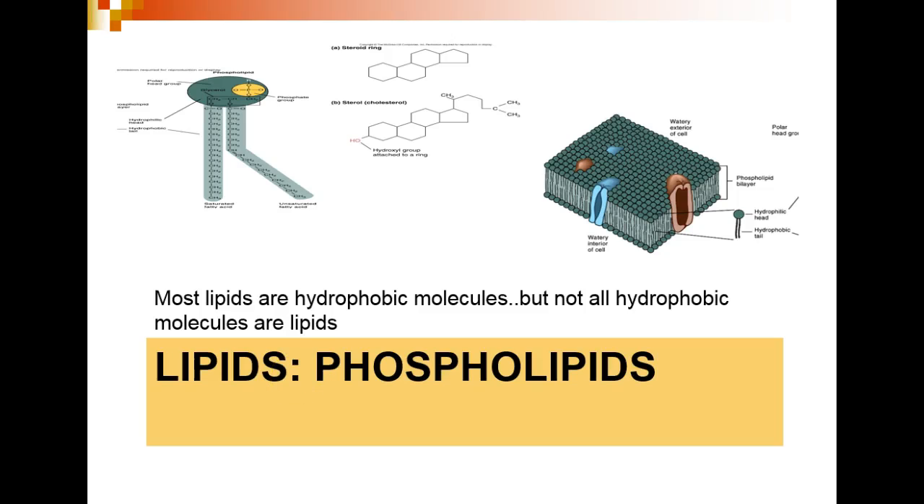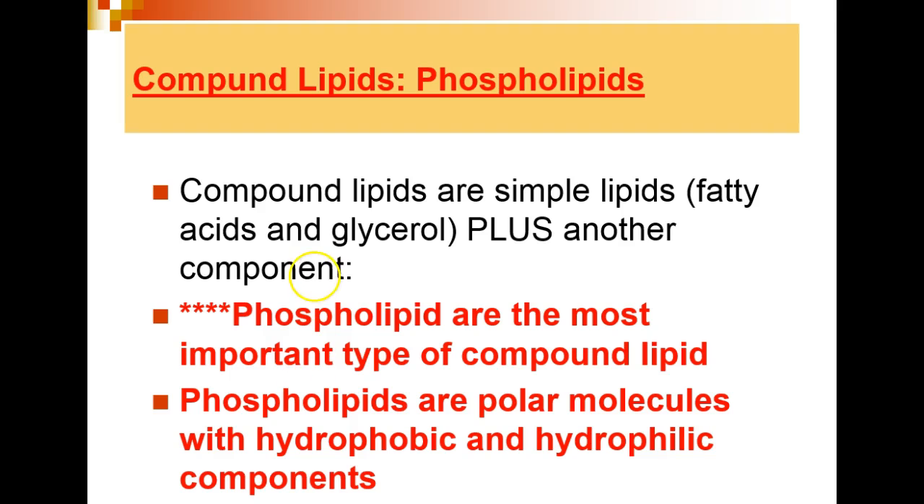Phospholipids are the most important type of compound lipids. Compound lipids are simple lipids to which another group has been attached chemically. Phospholipids are polar molecules because they have a hydrophobic component and a hydrophilic component.